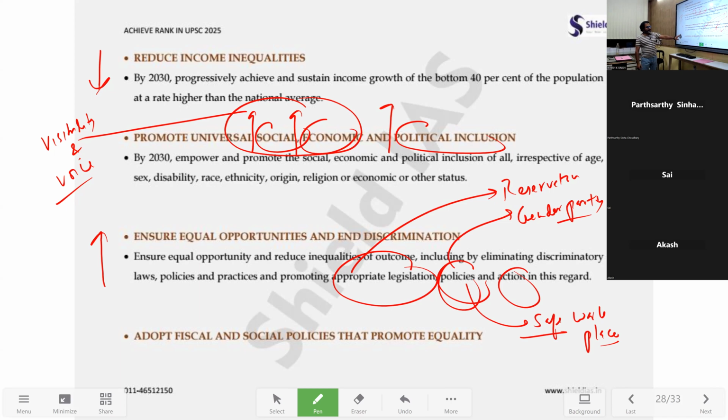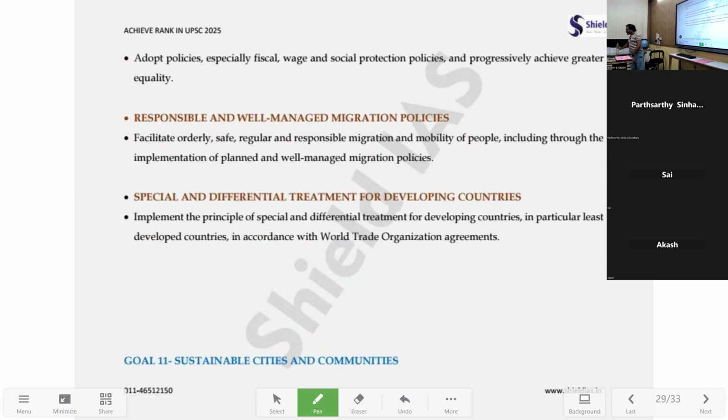Next is adopt fiscal and social policies that promote equality. Fiscal policies, for example, special policies for uplifting the MSME sector. Special concessions can be created especially for small and medium businesses. Social protection policies, that is labor laws, and hence achieving greater equality. Then responsible and well-managed migration policies.